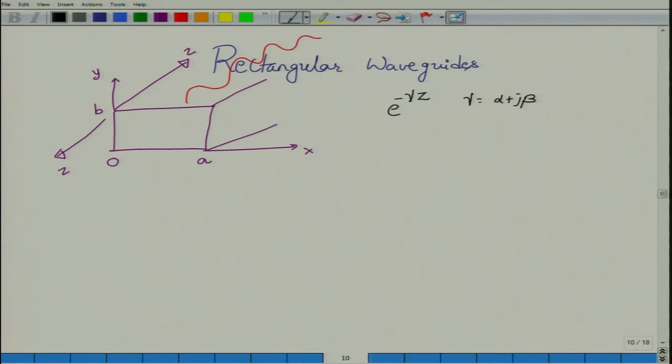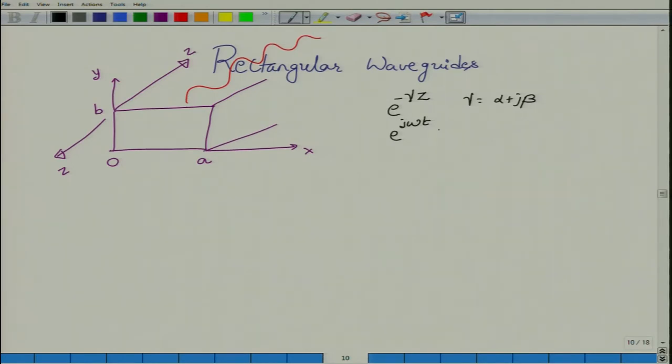In general, the waveguide has some amount of losses because of the imperfect dielectric or imperfect conducting material. So there will be some non-zero value of alpha. Whatever that is, all the field components are assumed to have e to the power minus gamma z dependence on the z coordinate. We will also assume that all field components are being evaluated at a particular frequency omega.